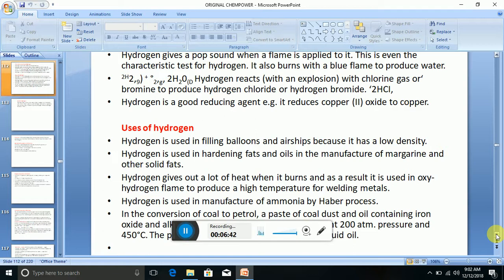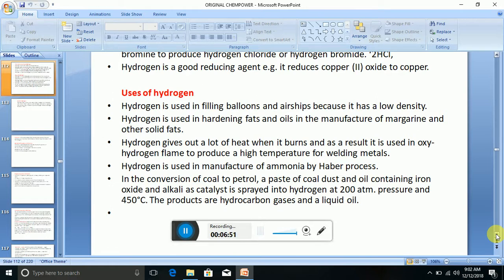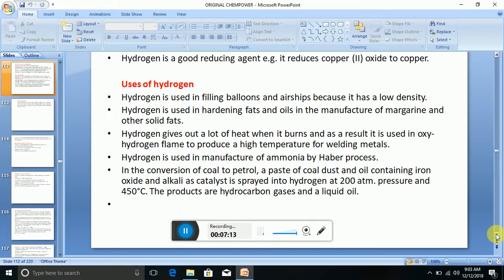Hydrogen is used in the manufacture of ammonia by the Haber process. In the conversion of coal to petrol, a paste of coal dust and oil containing iron oxide and alkali as catalyst is sprayed into hydrogen at 200 atmospheres pressure and 450 degrees Celsius temperature. The products are hydrocarbon gases and liquid oil.